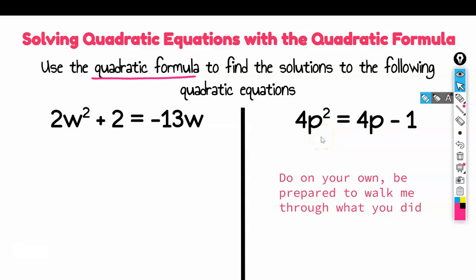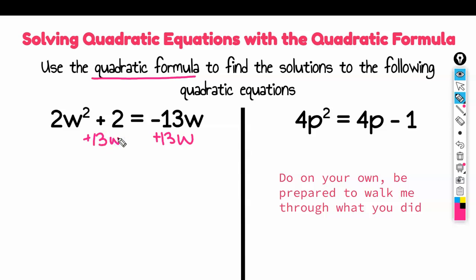Okay, now I am seeing a new type of problem. Use the quadratic formula to find the solutions to the following quadratic equations. First things first, this needs to equal 0. Does it equal 0? No, it equals -13w. I got to get rid of that -13w. So how am I going to get it to the other side? How am I going to get rid of the -13w and make it 0? I am going to add 13w to both sides.